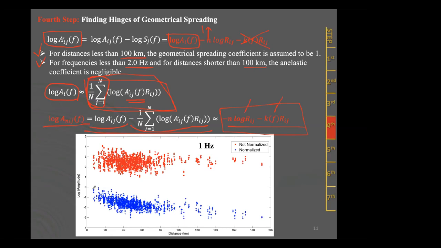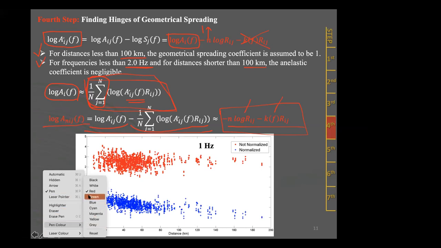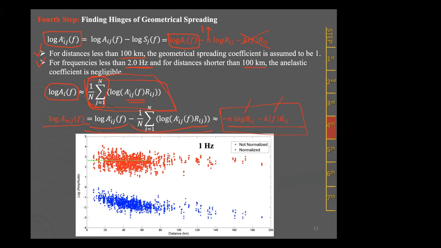Yes. So if you look at this figure, I don't know how I can change the color of this pen. Oh, great. That's it. Green.